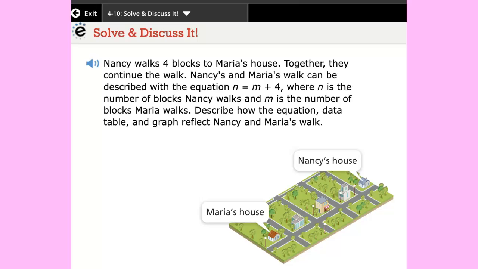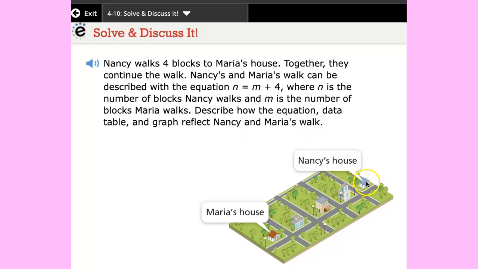Alright, so before we start, we'll do a Do Now. So let's go solve and discuss. Nancy walks 4 blocks to Maria's house. Together, they continue to walk. Nancy and Maria's walk can be described with an equation: n, which is Nancy, equals m plus 4, where n is the number of blocks Nancy walks and m is the number of blocks Maria walks. Describe how the equation, data table, and graphs reflect Nancy and Maria's walk.